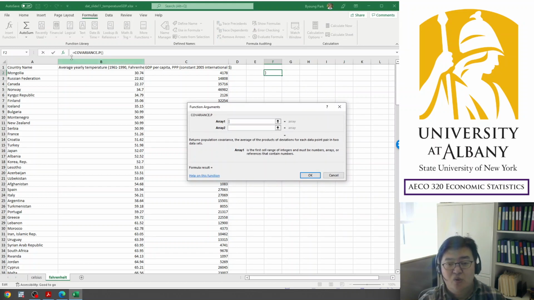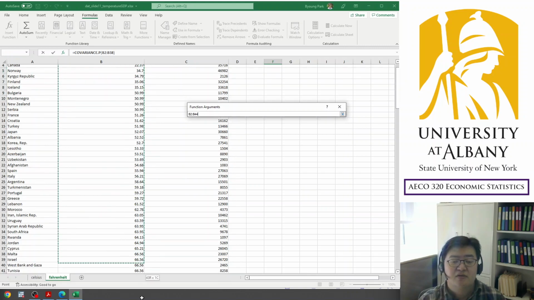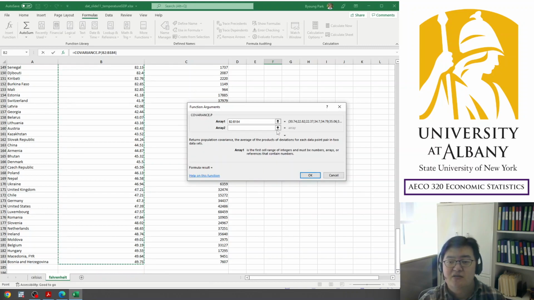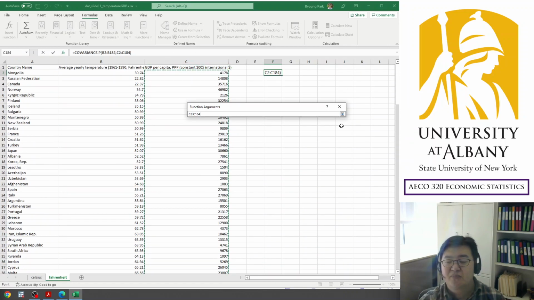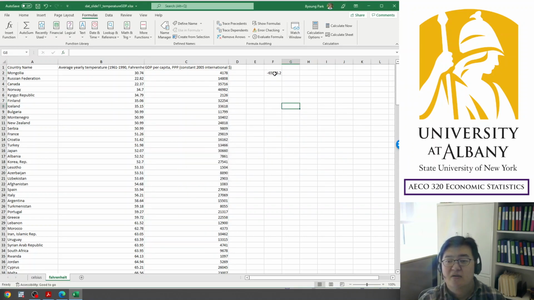First, COVARIANCE.P, array 1. Array 1 will include the temperature observations, right? And array 2 will capture the GDP per capita, in this way. If you click OK, it gives you minus, so population covariance is nearly minus 66,000, right? And let me calculate sample covariance.